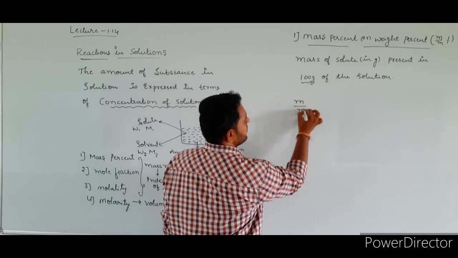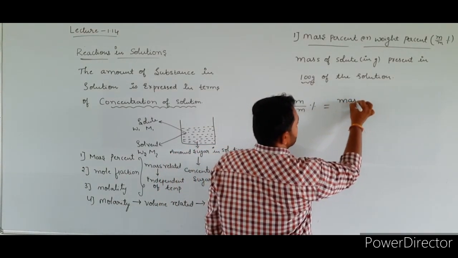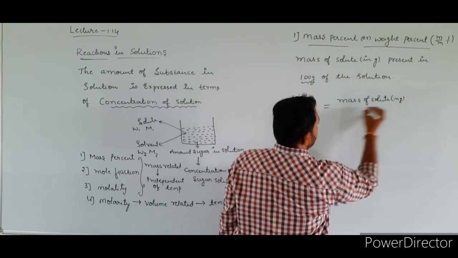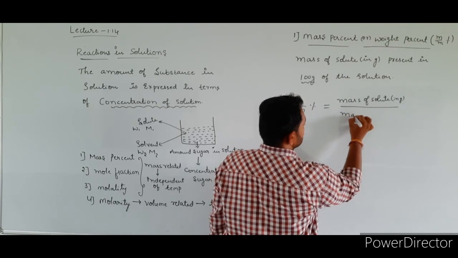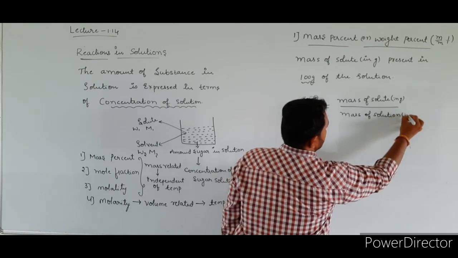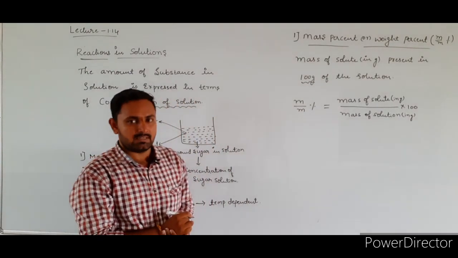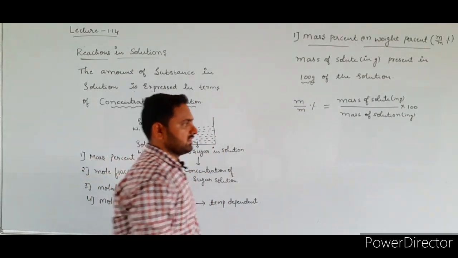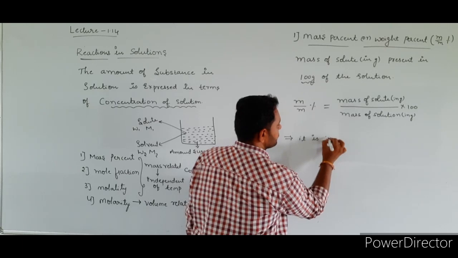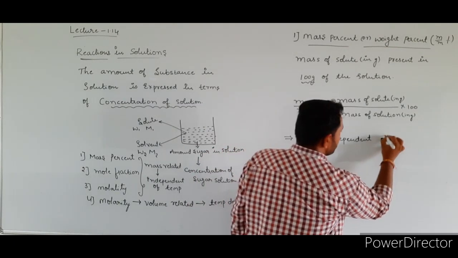Now let us write the mathematical expression. Mass percent is equal to mass of solute in grams divided by mass of solution in grams, into 100. This is the mathematical expression for mass percent. And the mass percentage method is independent of temperature.